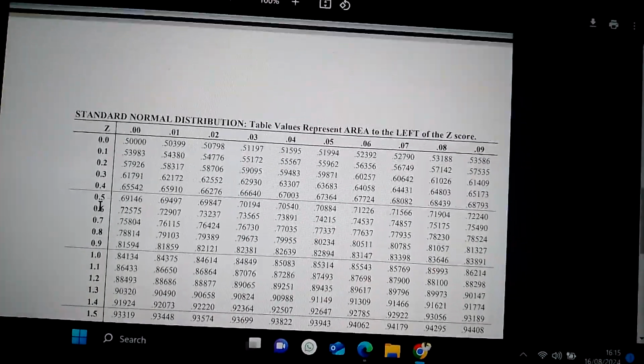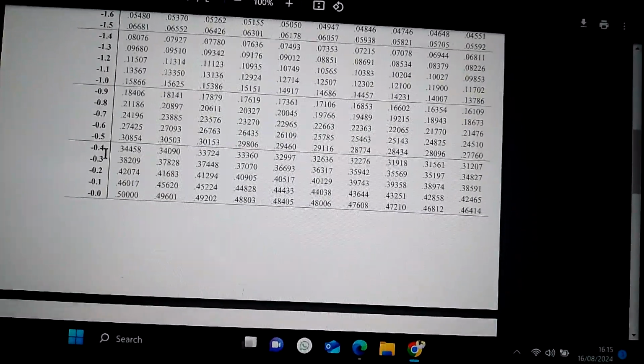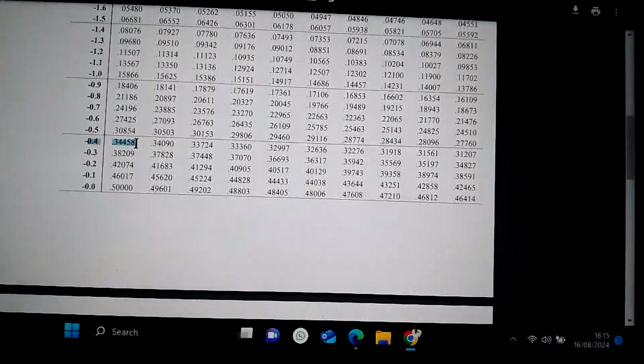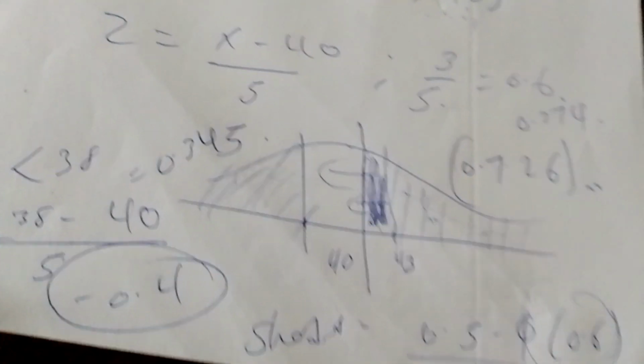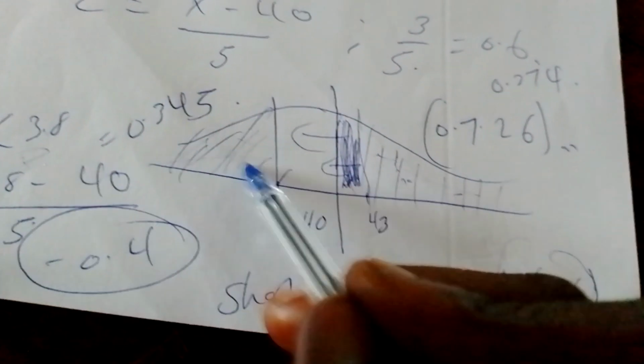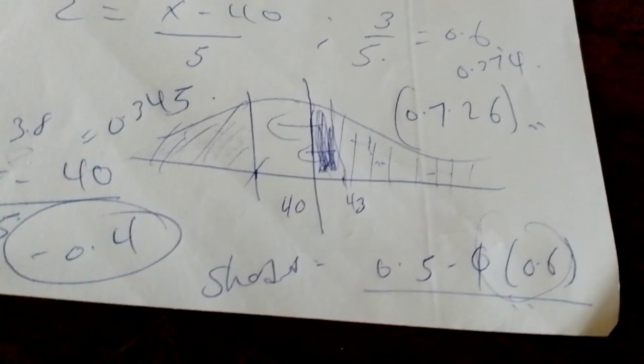0.4. It's practically similar to 0.4 by then. So negative 0.4, you come here and then you see that it's 0.345. So this one gives you 0.345. And that's just your answer because it takes it to the left. So basically, maybe unless less than 0.5 is less than 38, that'll be it, right? Maybe unless the two are greater than, then you probably have to make use of one.